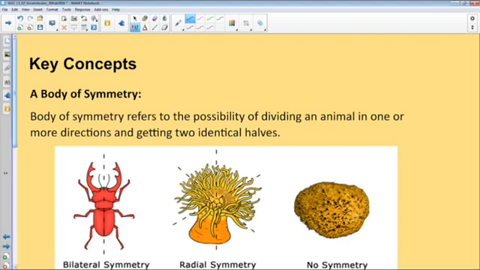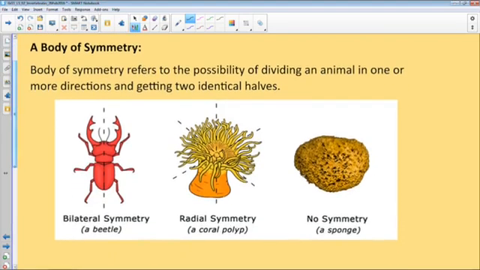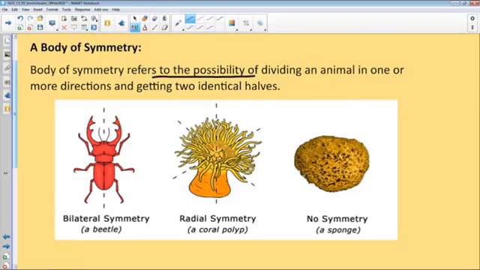So what do we mean by the key concept of body symmetry? When we look at body symmetry, essentially we're saying, well, every organism has either a pattern of symmetry or a manner in which we can compare the left and right hand sides. Body symmetry refers to the possibility of dividing an animal in one or more directions and getting 2 identical halves. So let's rephrase that.